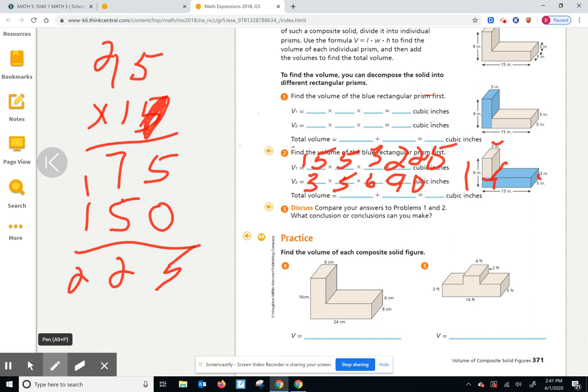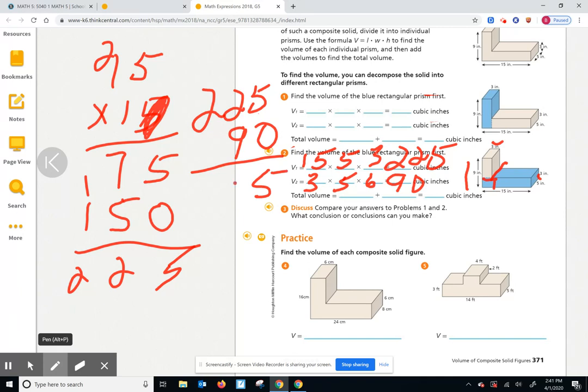Just like on the first one, I'm not done yet. I need to finish the process off by taking the two combined volumes and adding them together. And if I do that, I should end up with my 315 like I ended up before. 5 plus 0 is 5.